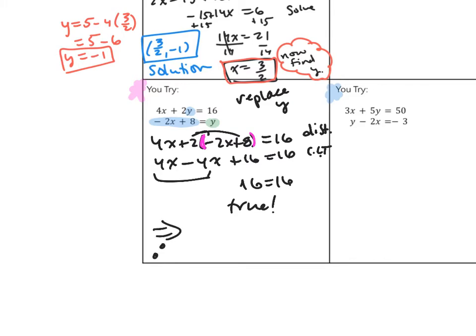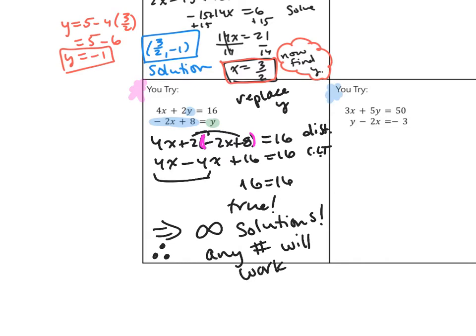Or you could do therefore. Because I get a true statement, that means that these are actually the same line. So there's infinitely many solutions. We love that because then I don't have to plug anything back in. So any number will work.